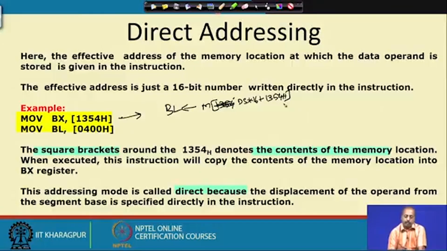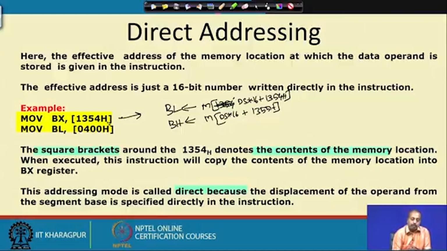That location content will come to BL, and the BH register will get the content of memory location DS into 16 plus 1355 hex. The next memory location content will come to the BH register, because this is a 16-bit data movement. Whereas this instruction is a 1-byte data movement, so the BL register will get the content of memory location 16 into DS plus 0400. This is called direct mode, because the displacement of the operand from the segment base is specified directly in the instruction itself. So, that is the direct mode of operation.